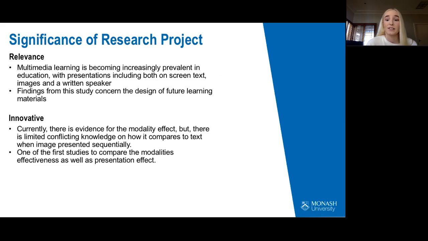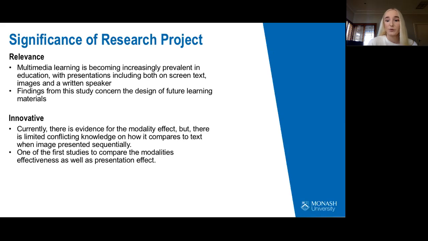This research project is important as multimedia learning is becoming increasingly prevalent in education, with presentations often including both on-screen text and images and a speaker. Therefore, findings from this study will concern the design of future learning materials in order to optimize effective multimedia learning. Currently, there is evidence for the modality effect, but there is limited conflicting knowledge on how it compares to text when image presentation is included as a factor.